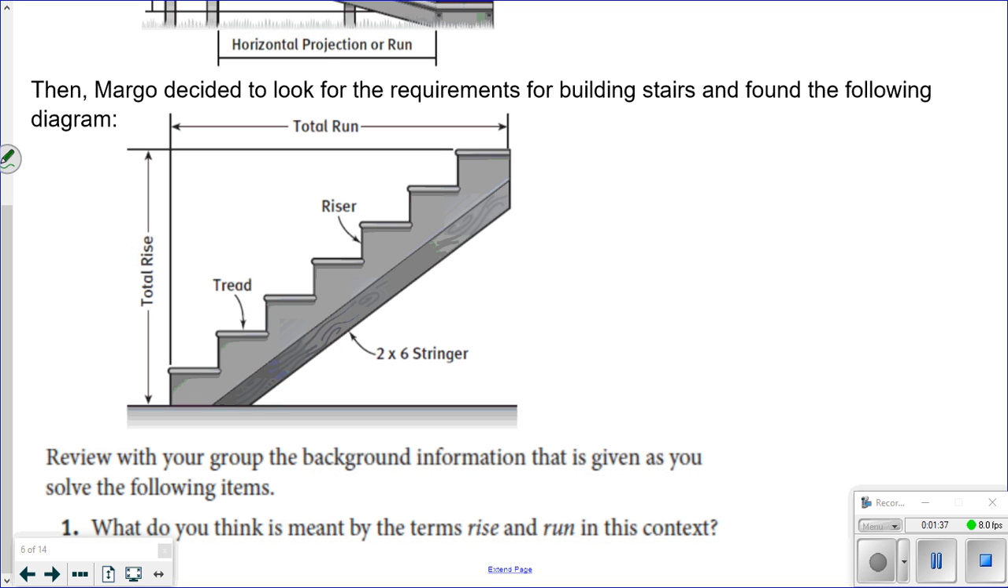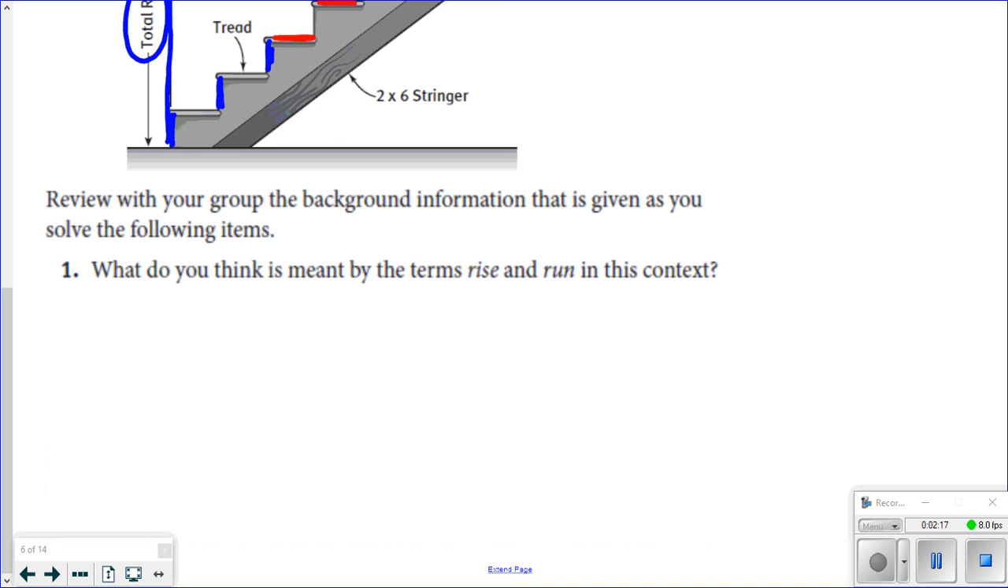Question 1. What do you think is meant by the terms rise and run according to these stairs right here? So if I'm looking at this picture in my book, I notice it says total rise. So this is rise, rise, rise, and then this whole part is the total rise. And then I can see where it says run. So this is probably the run part of my stair step, and it's from here all the way to here. So what do you think is meant by the terms rise and run? Go ahead and write down your answers.